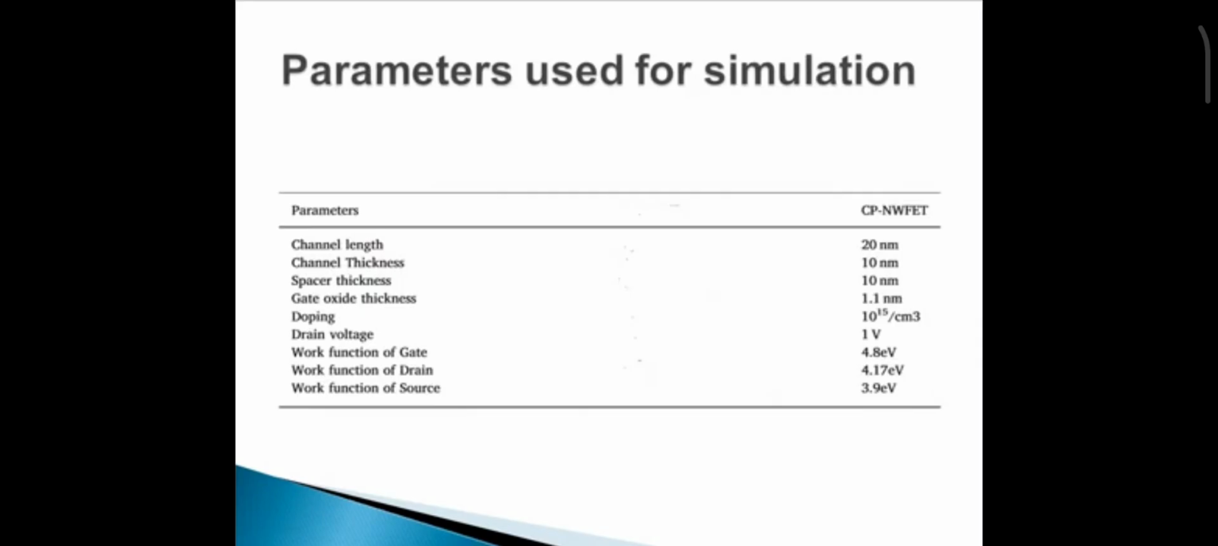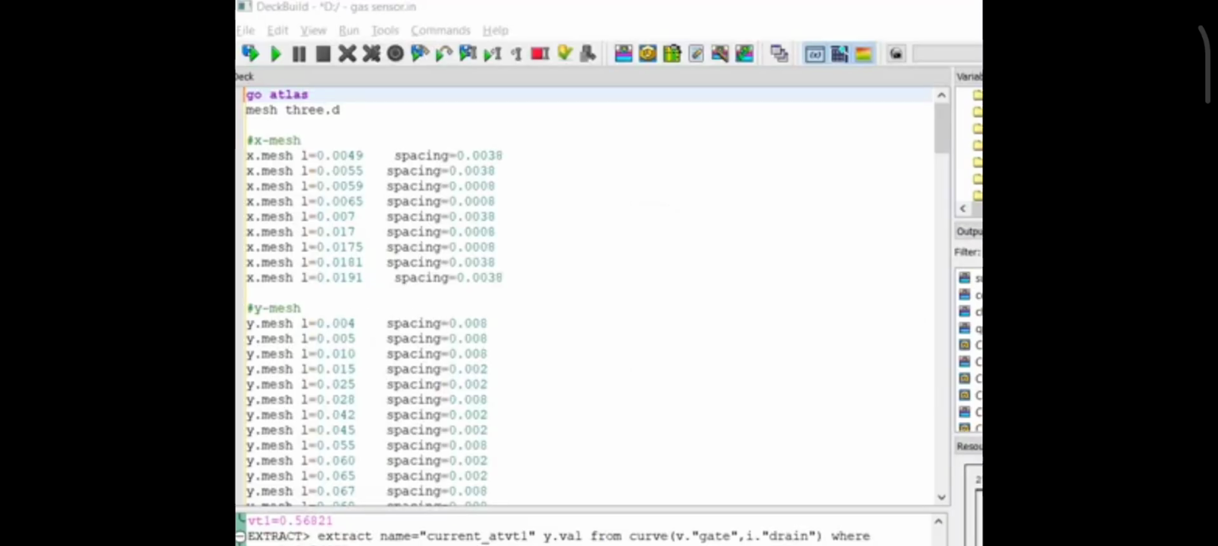I have already told you about that. Channel thickness 10 nanometer, spacer thickness 10 nanometer, gate oxide thickness 1.1 nanometer, uniform intrinsic doping, drain voltage 1 volt, work function of gate 4.8 electron volt, work function of drain 4.17 electron volt, work function of source is 3.9 electron volt. Let's go to the code.